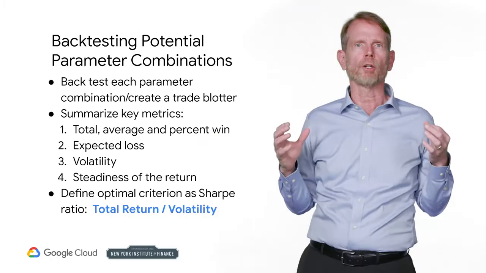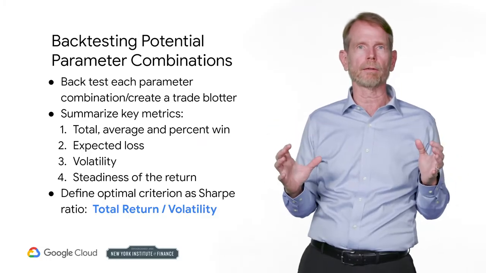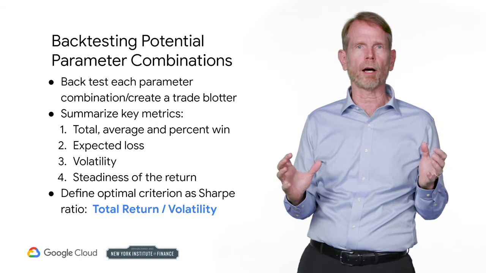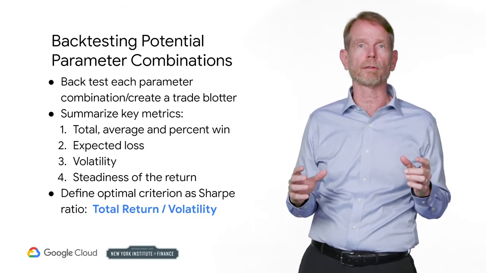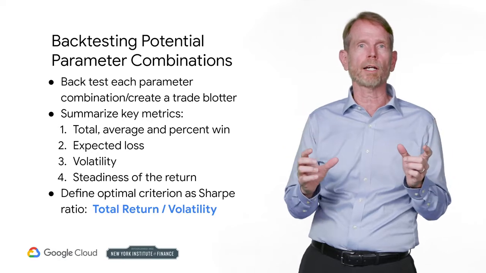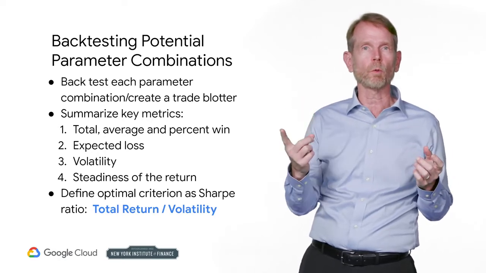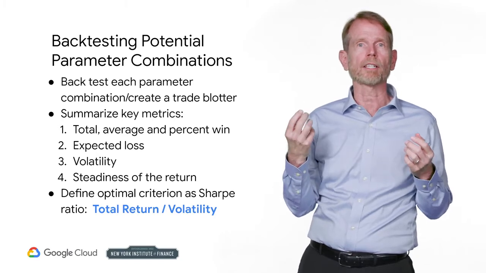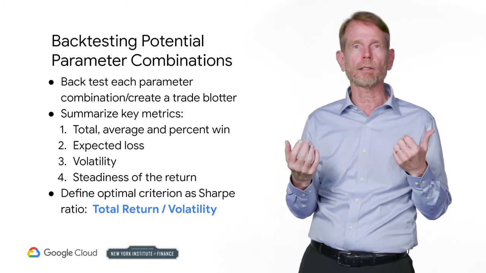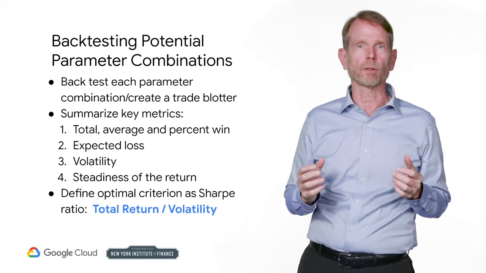Now you begin backtesting. You take your first set of parameter combinations. You apply them to the training data. This produces a trade blotter. From previous sessions, you learned how to process a trade blotter. The trade blotter gets summarized by key metrics: total win, average win, percent win, expected loss, volatility, and steadiness of returns.